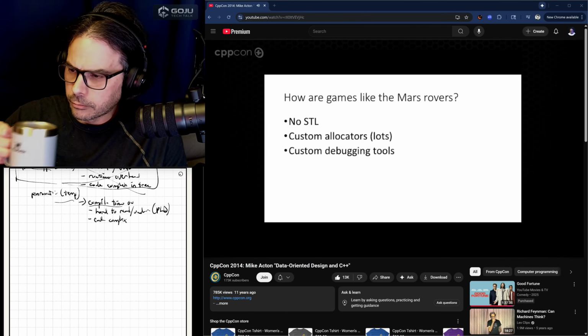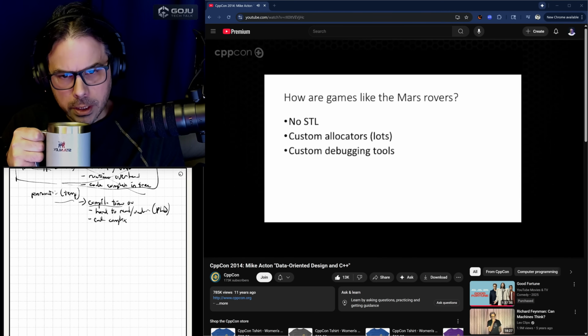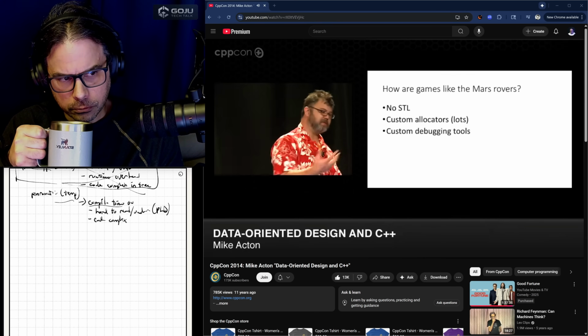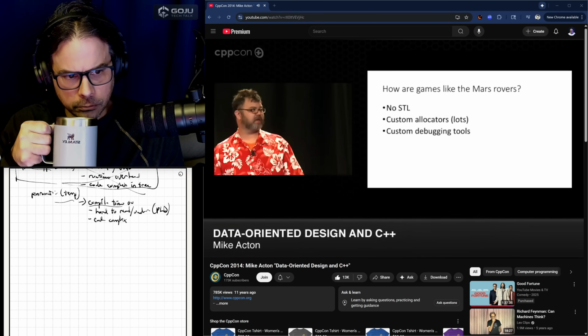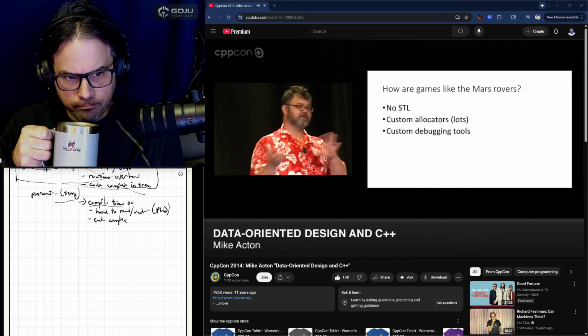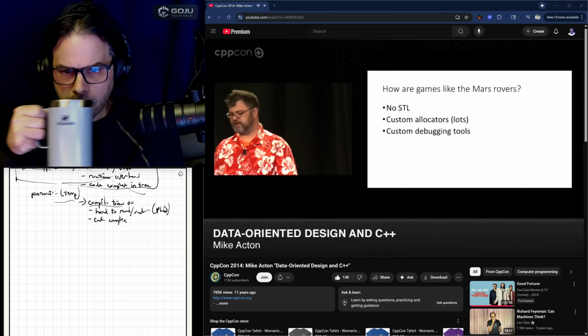Custom debugging tools, again, back to debuggability. We have a lot of tools that introspect into our data and either pull it over to the development PC from the console so that we can examine it. We have tools that do examination live. We have tools that do examination offline and dump a bunch of data so that we can analyze it. Tons and tons of debugging tools.